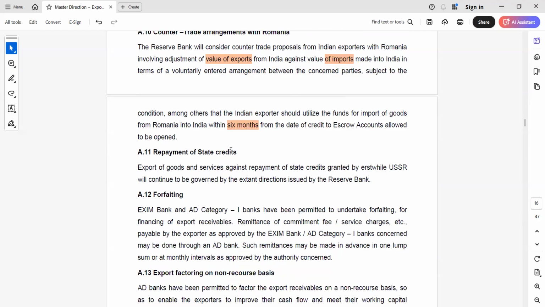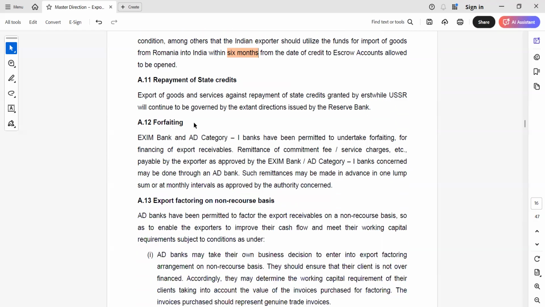Repayment of state credits. Export of goods and services against repayment of state credit granted by the erstwhile USSR will continue to be governed by the extant directions issued by the Reserve Bank. Okay. So next is forfeiting.